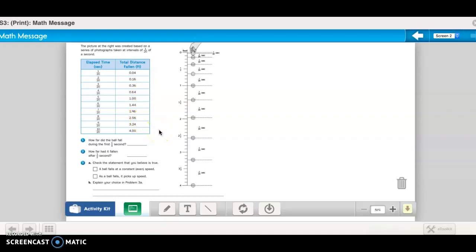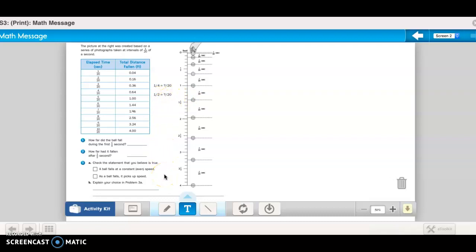The first question they're asking of you is how far did the ball fall during the first 1/4 second? So you'll need to think of an equivalent fraction to 1/4, but our denominator needs to be in 20ths. So 1/4 is equal to how many 20ths in order to answer that question correctly? Number 2, how far had it fallen after 1/2 of a second? So you'll need to think of an equivalent fraction to 1/2, but our denominator needs to be 20ths this time. So 1/2 is equal to how many 20ths?